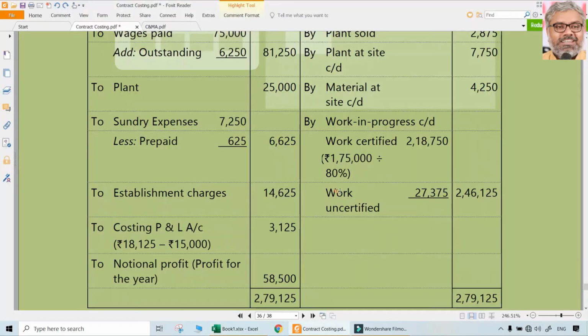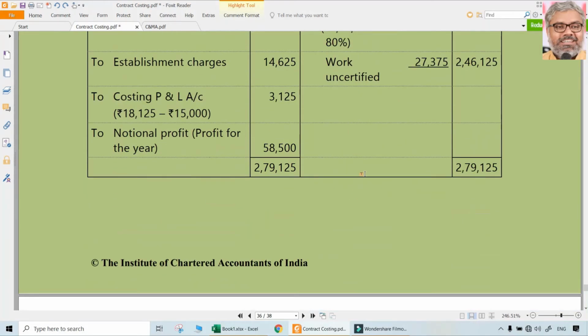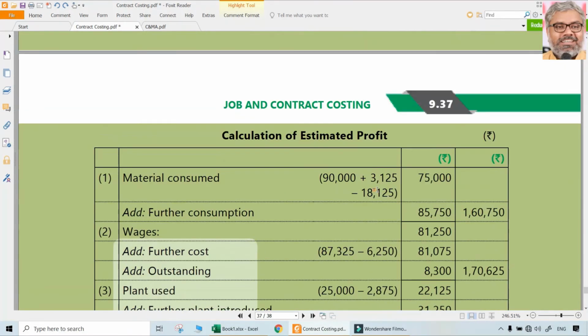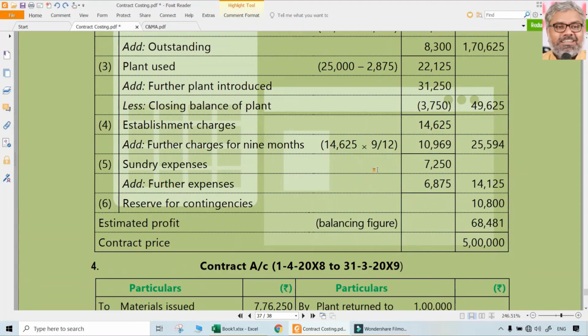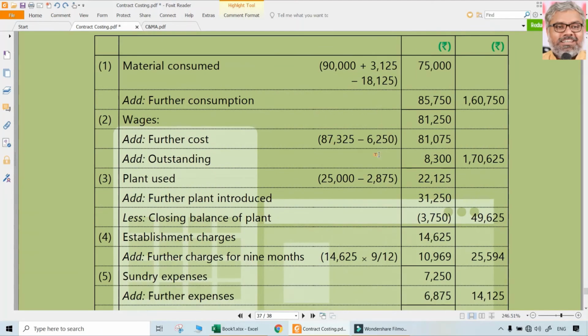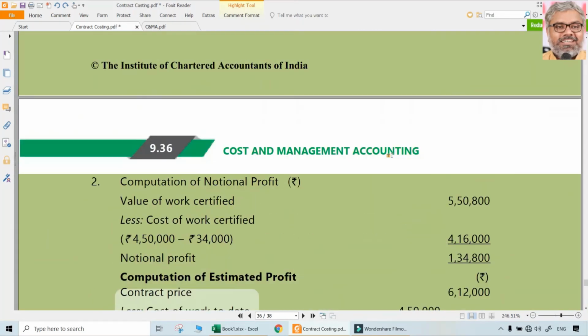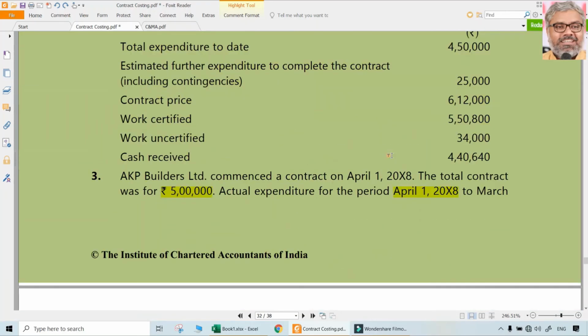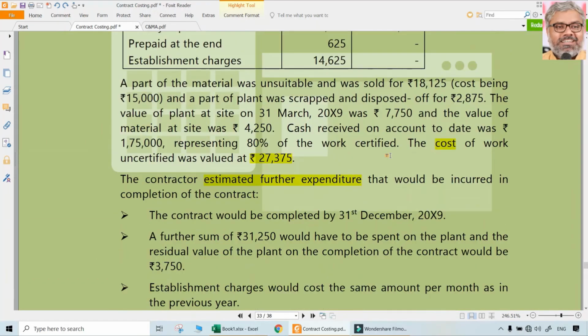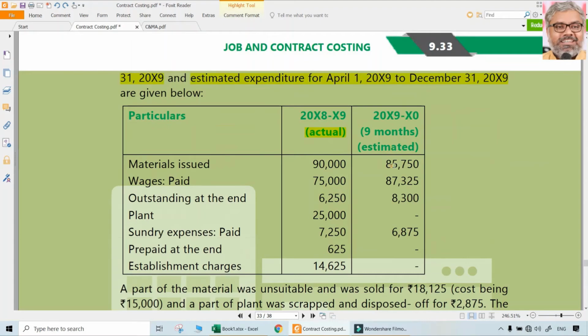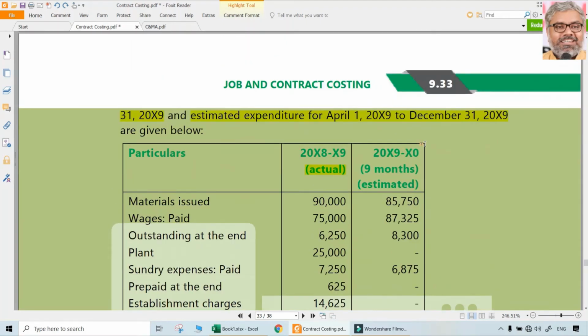So 58,500 is the correct notional profit for the year that has completed already. Now we have to also find out the estimated profit. Estimated profit can be found out by taking whatever cost has already been incurred plus the additional cost that is going to be incurred in future. So what are the various aspects to be considered for estimated profit?